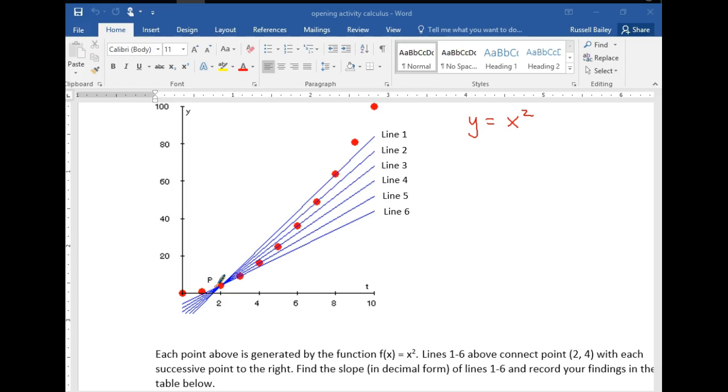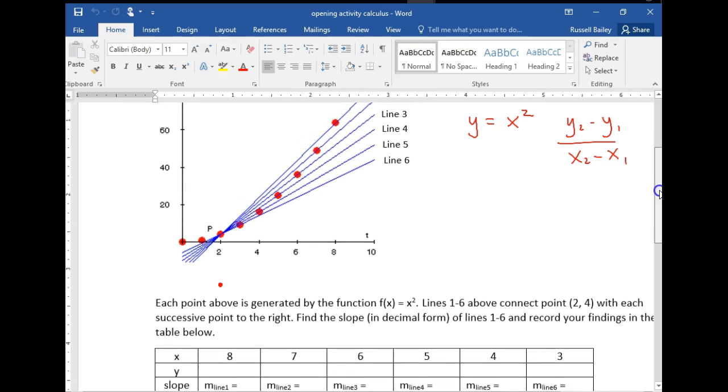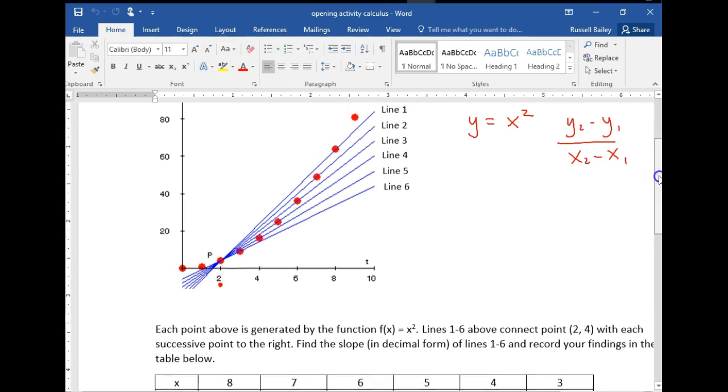What we want to do is find the slope of all 6 of those lines. Okay? So you guys know that the slope formula is y2 minus y1 over x2 minus x1, right? Rise over run? All right. So let's start with line 1. Line 1 is right here.